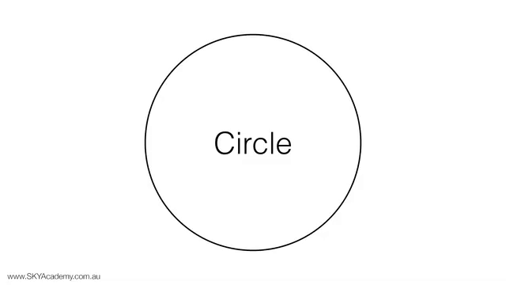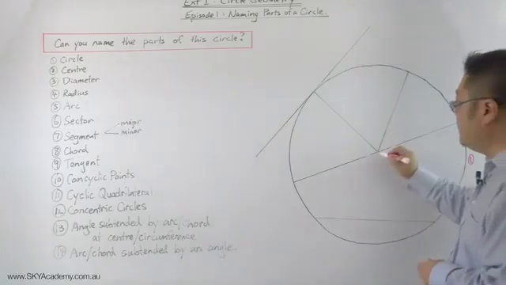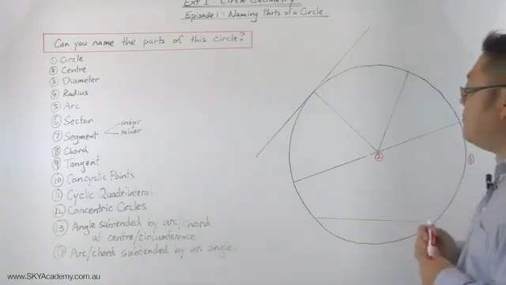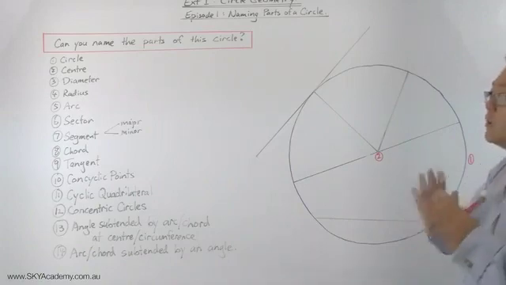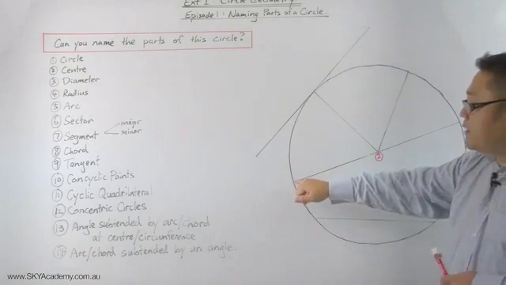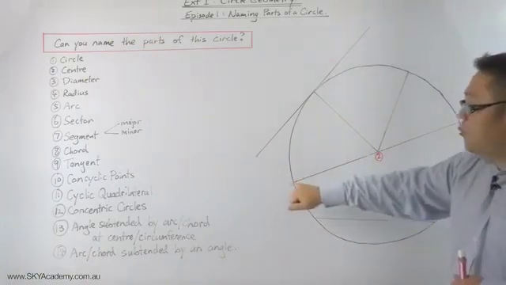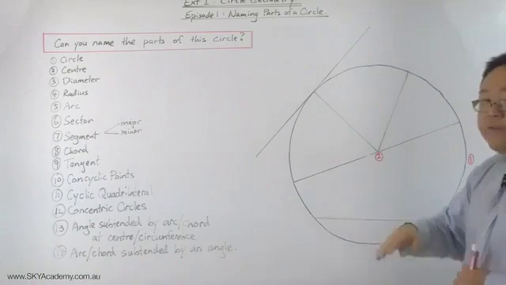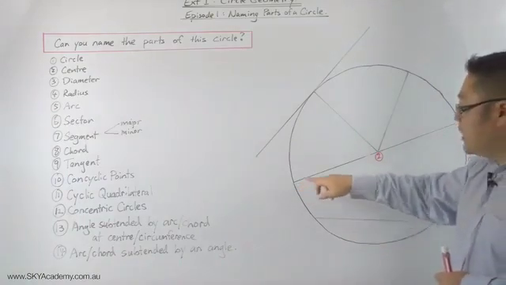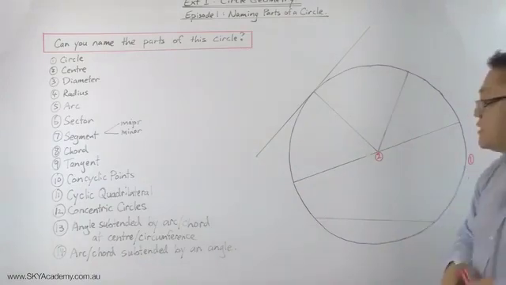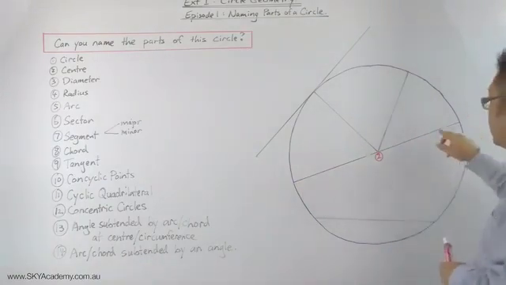Number 2 is the center. Obviously the center of the circle is there, so I'm going to name that 2. 3 is your diameter. Now, some people confuse diameter with radius. A diameter is a straight line that passes from one end of the circle all the way through to the other end of the circle, but it must pass through the center, right? And what you'll find is that a diameter is the longest chord that can be made in a circle.